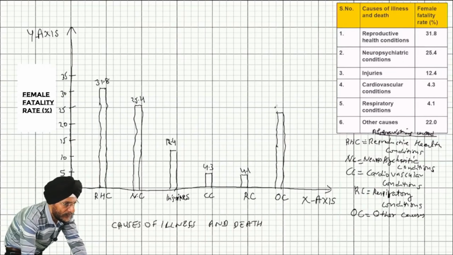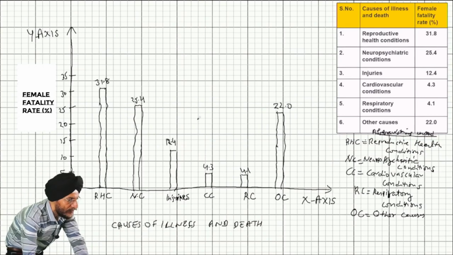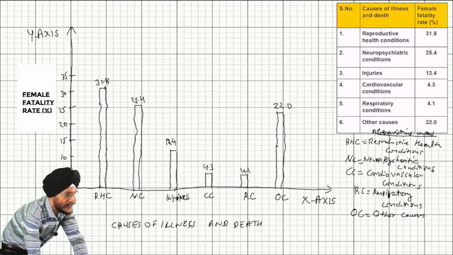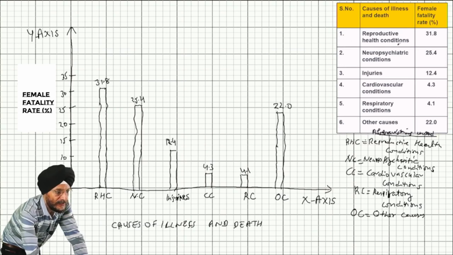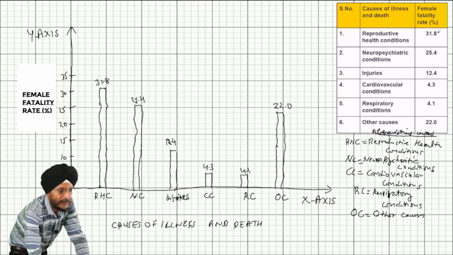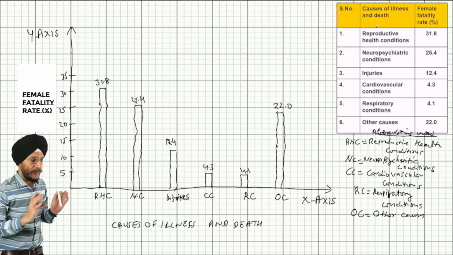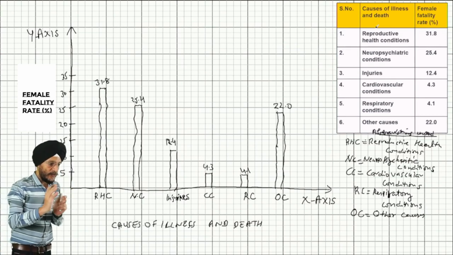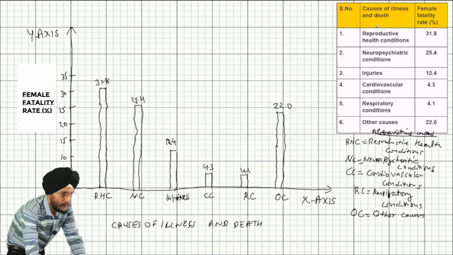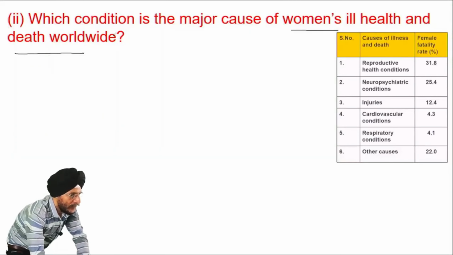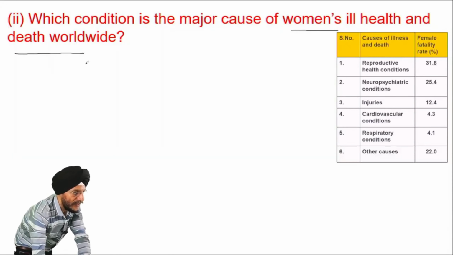From the graph, we can observe that this is the highest bar which is being shown. This is the reproductive health conditions. That is, the female fertility rate is highest in the case of reproductive health conditions. That is, due to reproductive health conditions, most of the females suffer illness or death. So we come back to the question: which condition is the major cause of women's ill health?